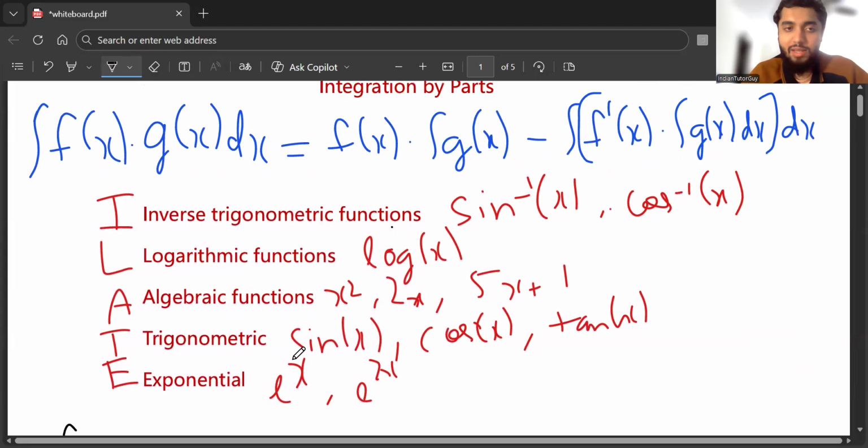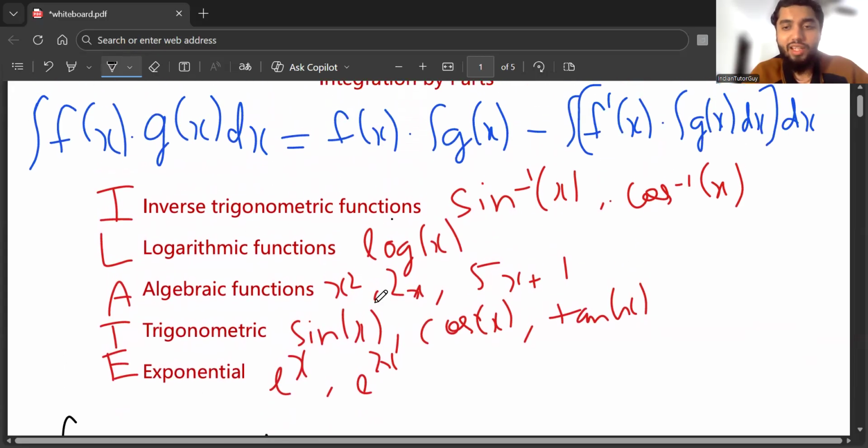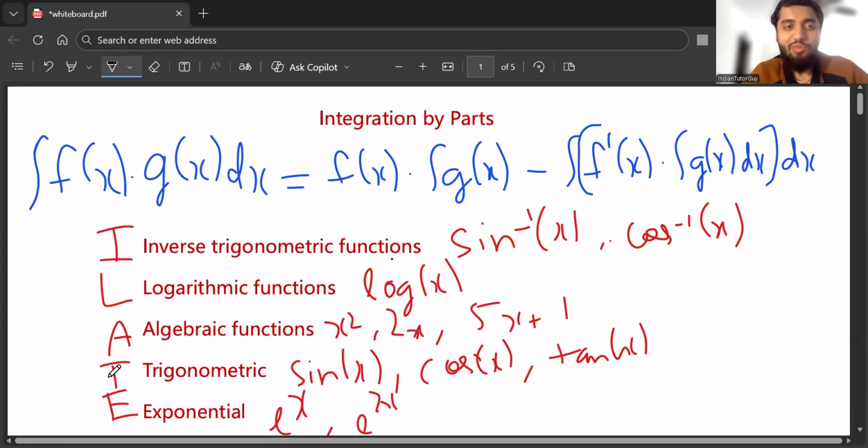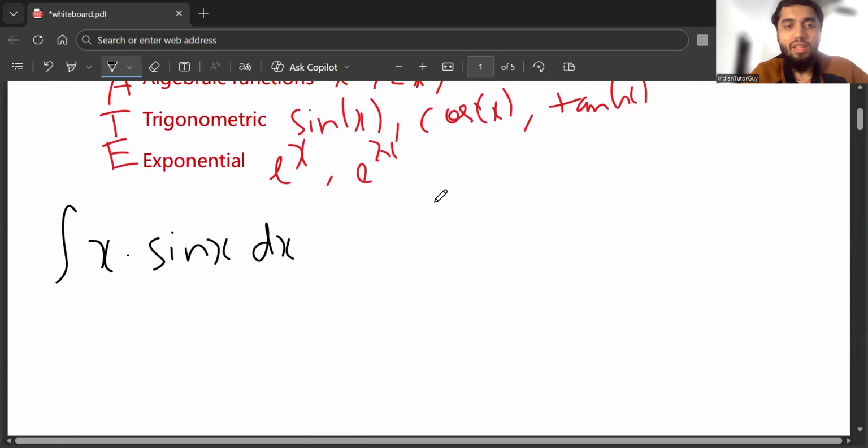So coming back to our example, we already have it in the right order, since x, which is the algebraic function, comes before sine of x. So we can pick x to be the f of x and sine of x to be g of x. So now that we have that on lockdown, we can go ahead and solve this thing.